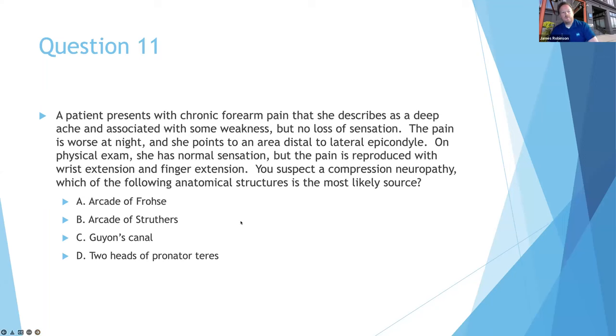So question number 11. A patient presents with chronic forearm pain that she describes as a deep ache associated with some weakness, but no loss of sensation. The pain is worse at night, and she points to an area distal to the lateral epicondyle. On physical exam, she has normal sensation, but the pain is reproduced with finger extension and wrist extension. You suspect a compressive neuropathy. Which of the following anatomical structures is most likely the source? A, the arcade of Frohse, B, the arcade of Struthers, C, Guyon's canal, D, two heads of pronator teres.